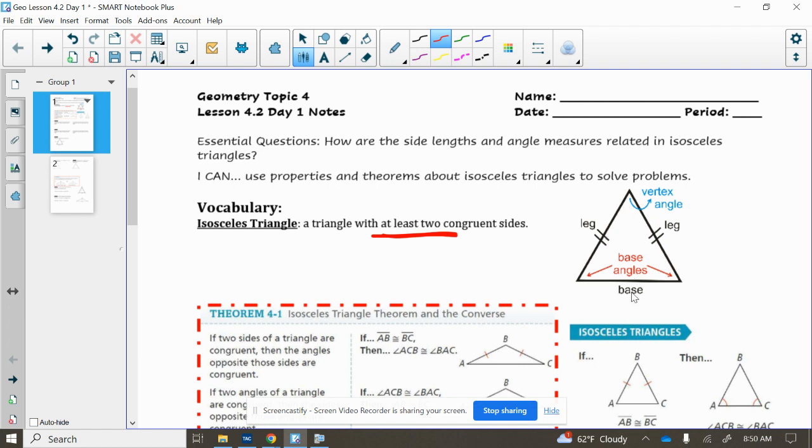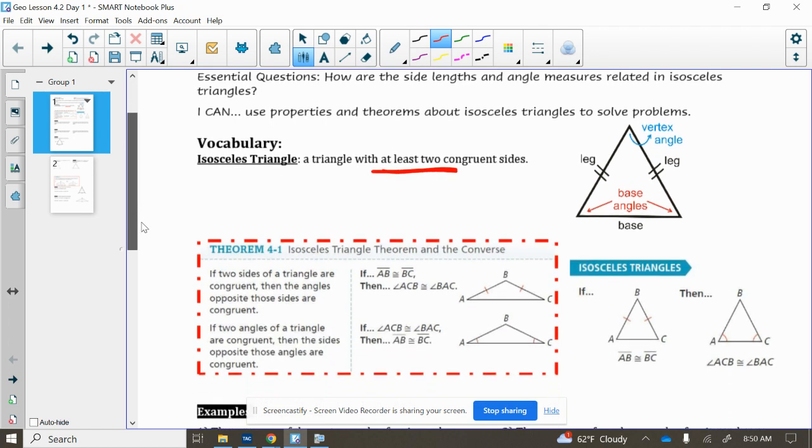The angle across from the base is called the vertex angle, right? It's touching the two, it's made up of the two legs. And then the other two angles that are on top of the base, those would be called your base angles. Again, those are opposite of your two legs.